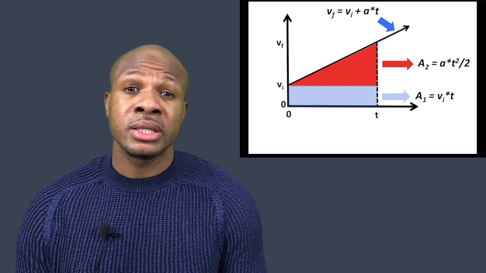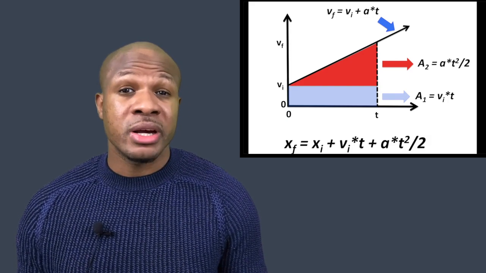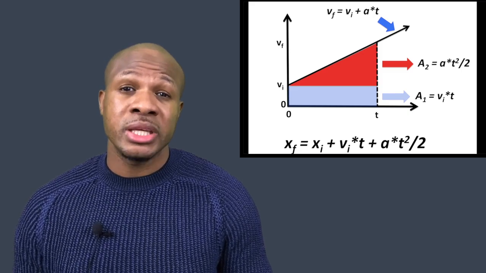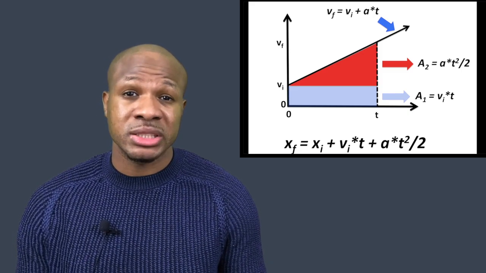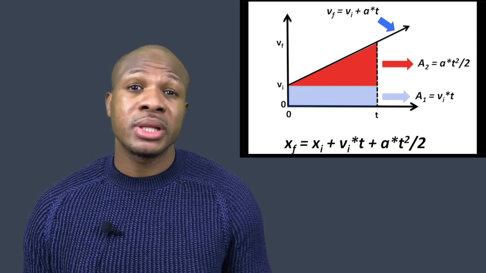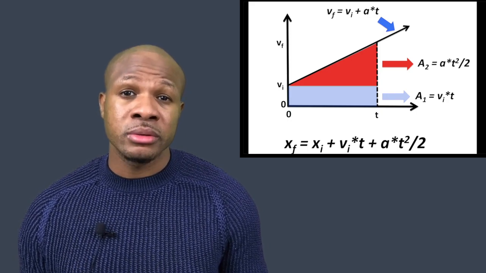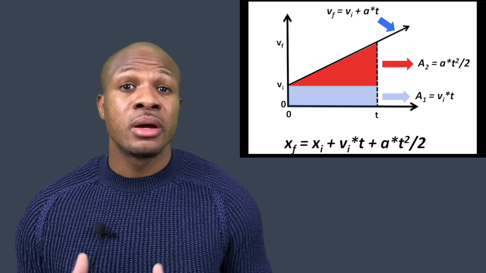And now to get the distance traveled, all we need to do is add up these two areas. So our final position, called x final, is going to be equal to our initial position, x initial, plus the distance traveled, which is v initial times time, plus 1/2 a t squared. And this is how you get the distance traveled for constant acceleration. Another way to get it is to think about the average speed.